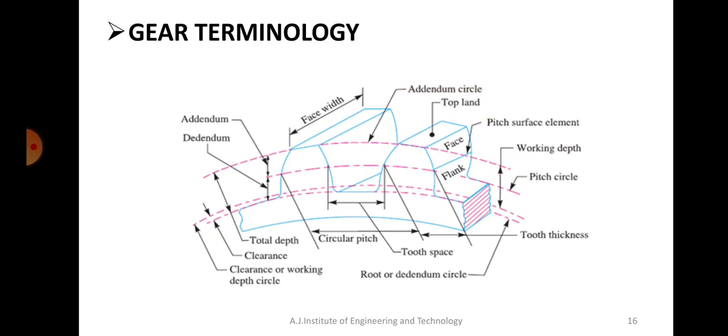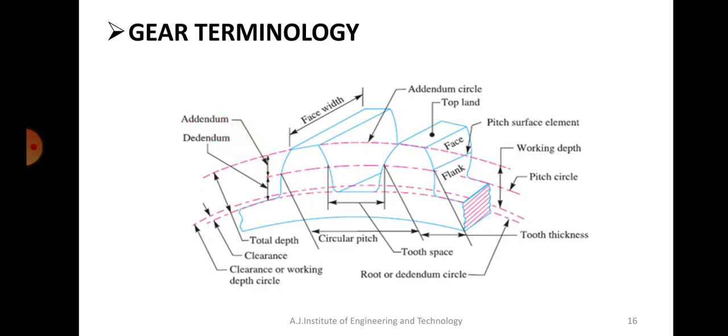What do you mean by addendum? Addendum means the distance from the pitch circle to the top of the gear. That is mentioned over here. You can see there is a circle in the center here, and there is another circle which is passing through the center of these teeth throughout. That circle is called the pitch circle. So the distance from the pitch circle to the addendum circle is called addendum.